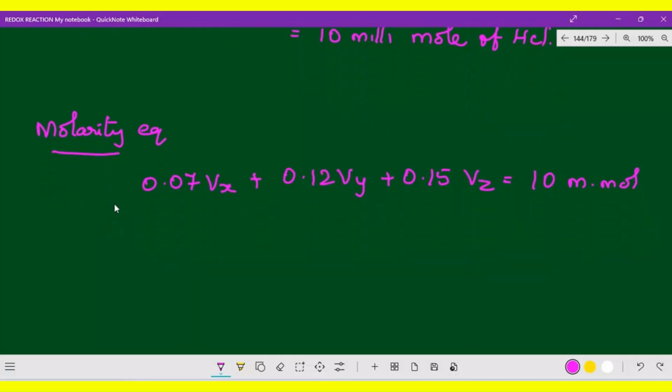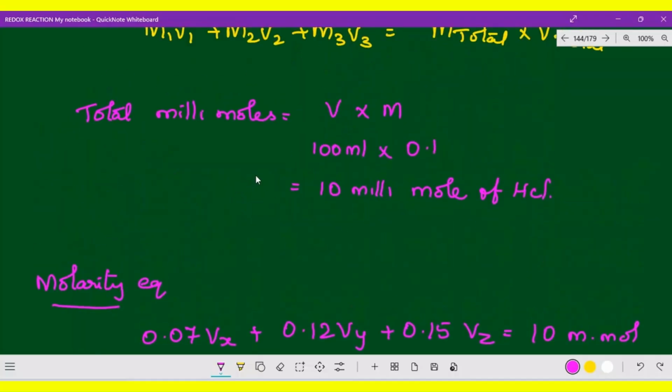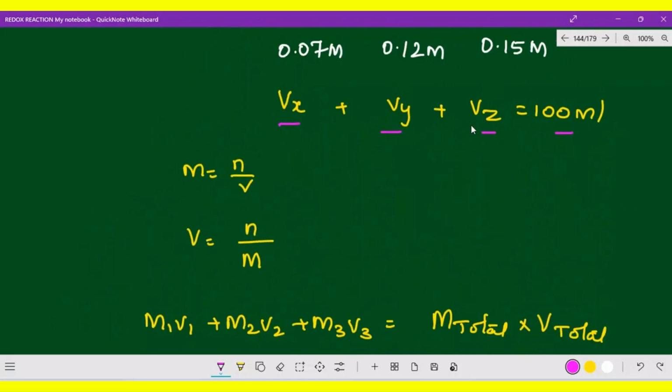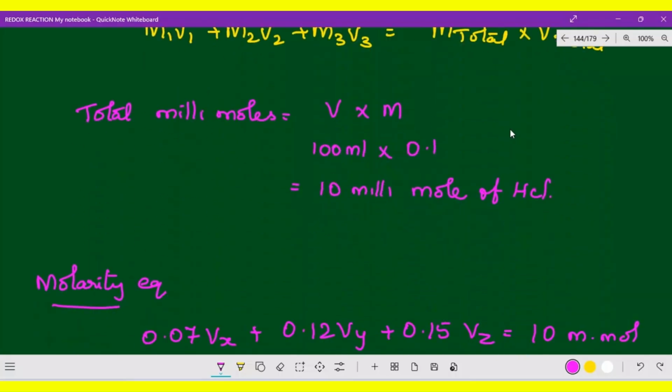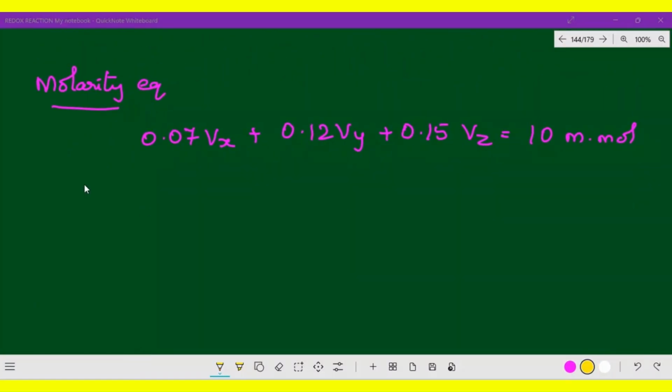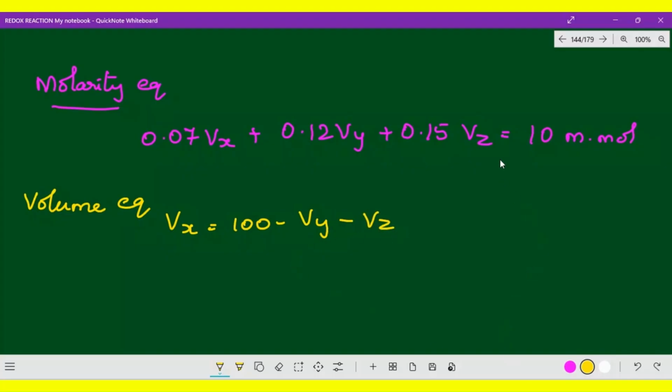Now we have to identify the volume equation. What is the volume equation? Vx plus Vy plus Vz equal to 100 ml. I just rearrange this equation for you to understand. Here we bring out Vx: Vx equal to 100 minus Vy minus Vz. I hope you got both the equations.